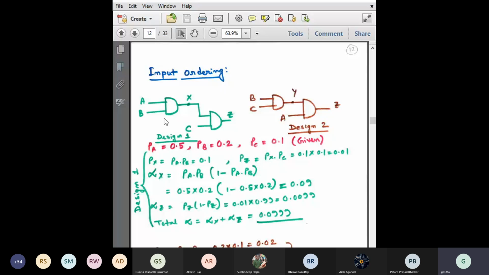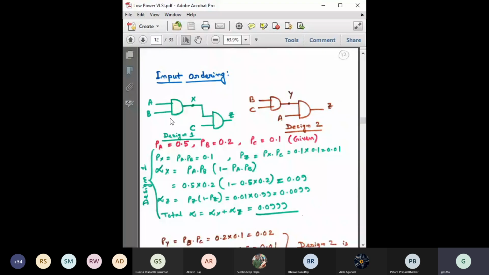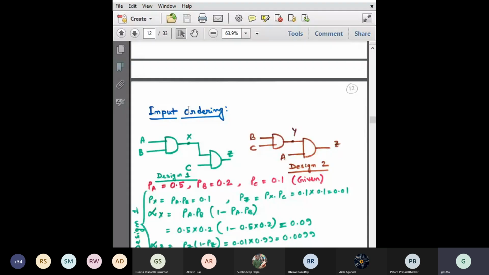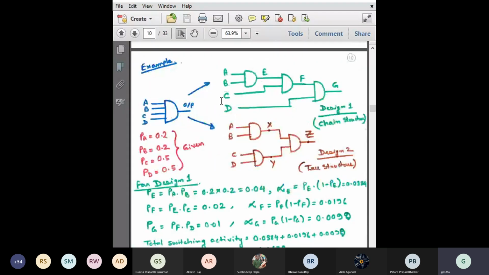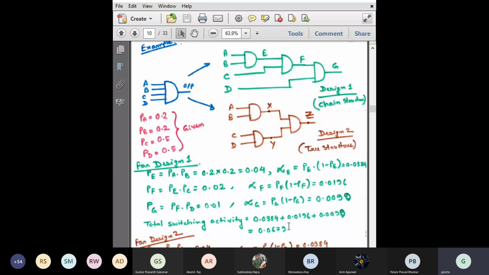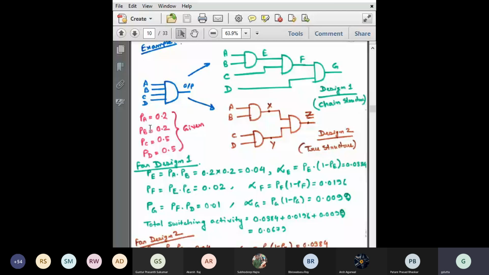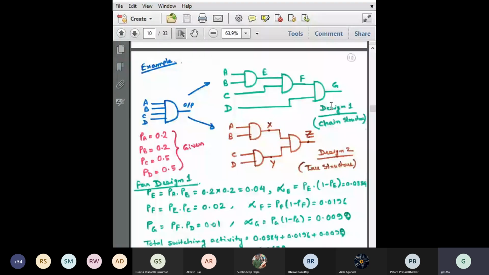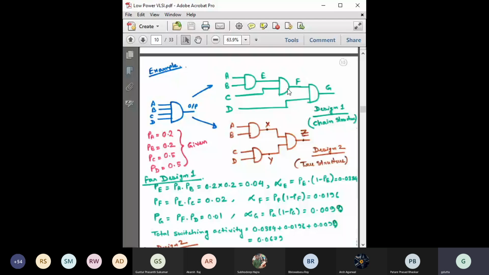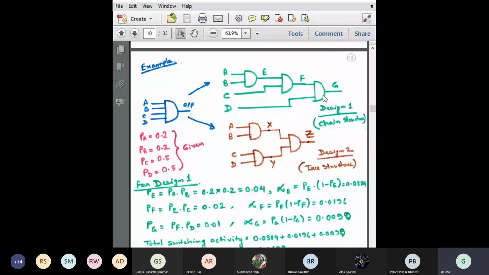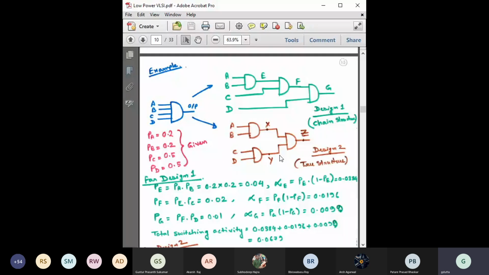Then there is one more technique which is called input ordering. I think you should have noticed from these two that here the switching activity was so low, right? Because we have introduced the high probability nodes later on. Have you noticed this? See, PC later on, PD later on, right? But here we have introduced PC in stage 2 itself, right?